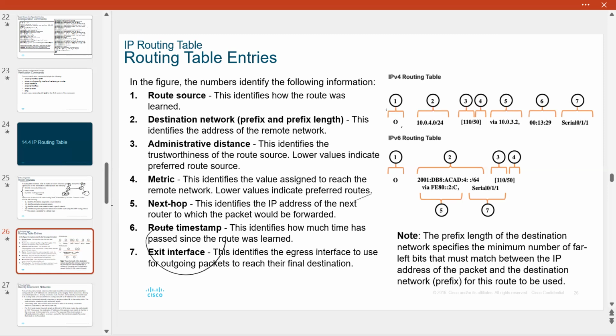Right. Lastly, we have the exit interface. I can relate it to this, the next hop. It just helps identify where the packet returns. So if you specify the next hop and the exit interface, the packet goes to where it has been told to go, as directed by the router, if I can say.